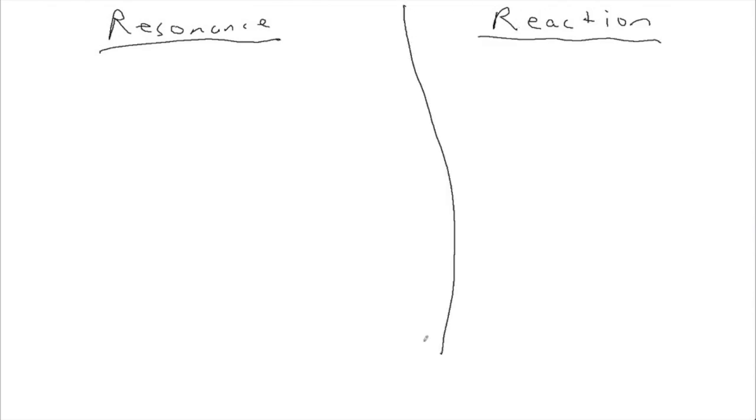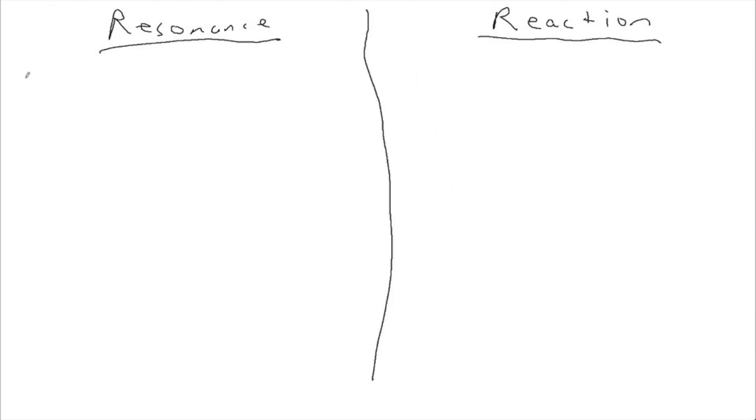Resonance is indicated using electron-pushing arrows, and reactions are indicated using electron-pushing arrows. So how do you know whether you're looking at resonance arrows or reaction arrows? I think I might have briefly mentioned this before, but the basic difference here: here we have resonance, and here we might have a reaction. So resonance is not a reaction. These are two separate, different things. So how can you see the difference between them?